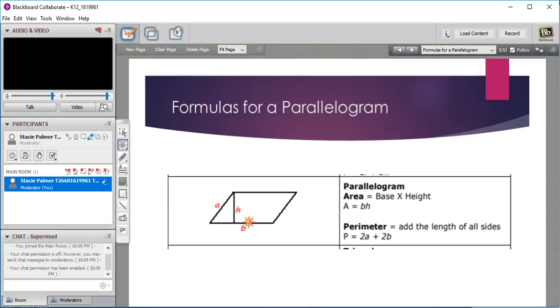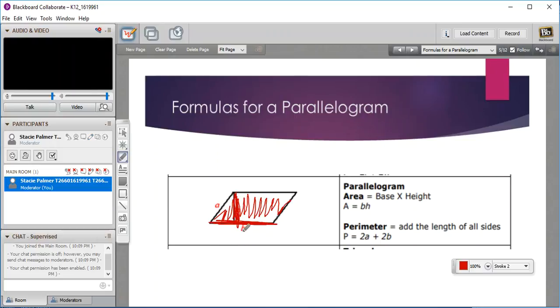So this is our base, and this would be our height. So if we want to find the area, remember that's the space inside here, we would take the base and we would multiply it by the height.